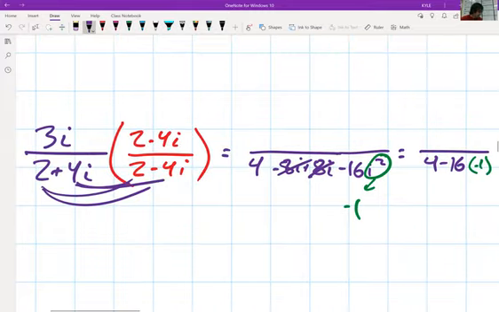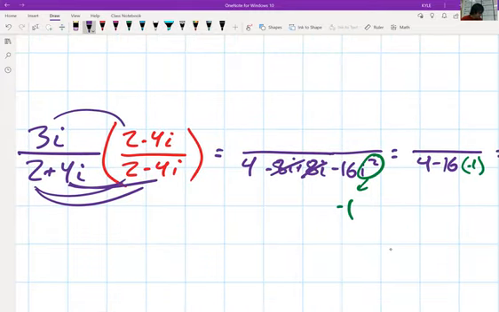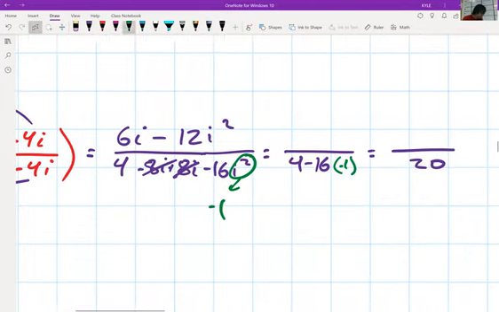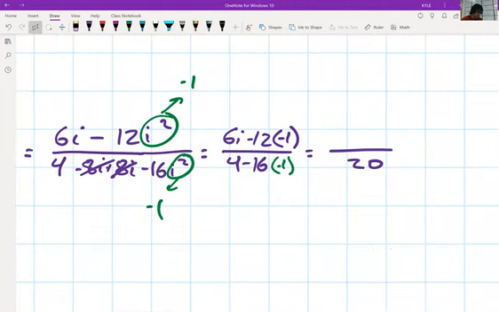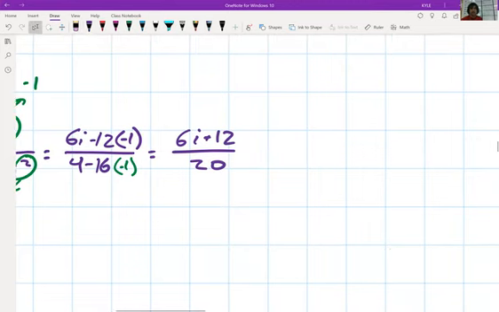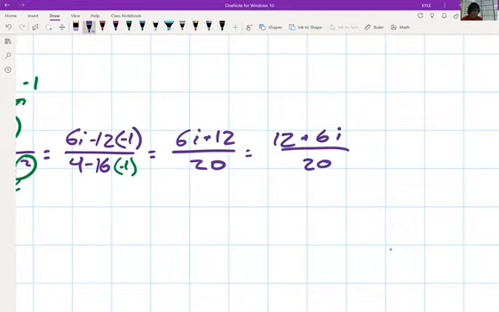They're not complex. Up top, we're not FOILing, but we are kind of distributing. So 6i minus 12i squared. But we know that this i squared is a -1. So we say 6i minus 12 times -1. So that means we have 6i plus 12. And I'm going to rewrite those in the form we usually see, which is the real part first, then the imaginary part. So I'm just going to say 12 plus 6i over 20, a plus bi.